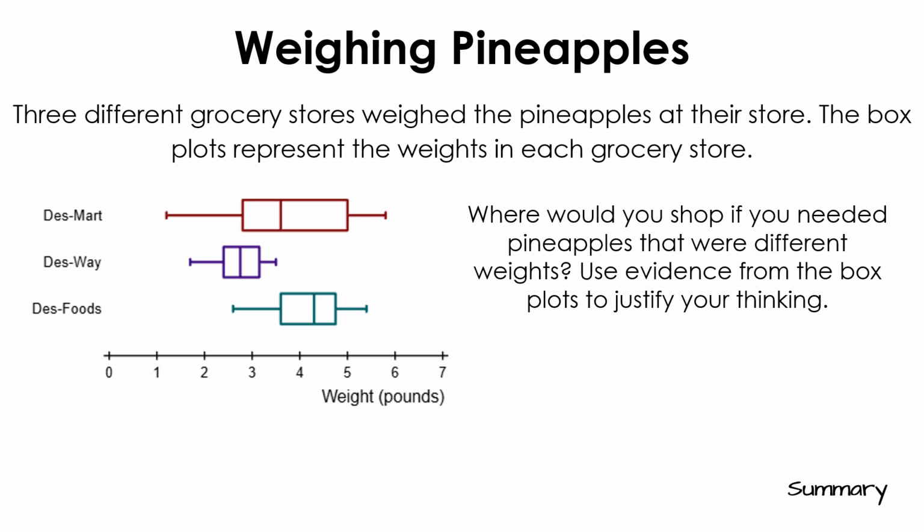And for your summary, another required slide. Three different grocery stores weighed the pineapples at their store. The box plots represent the weights in each grocery store. Where would you shop if you needed pineapples that were different weights? Use evidence from the box plot to justify your thinking. So you will answer the question utilizing complete sentences. You will cite the data and utilize vocabulary words.